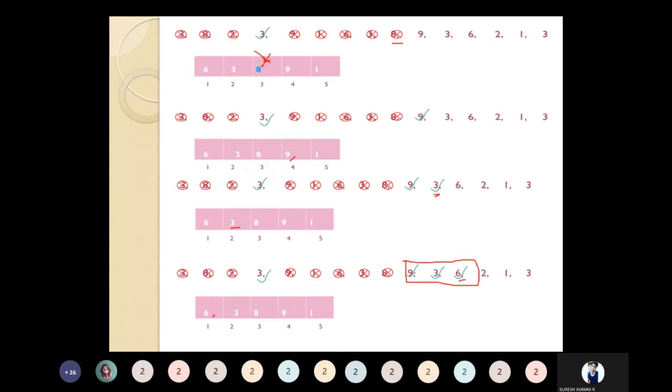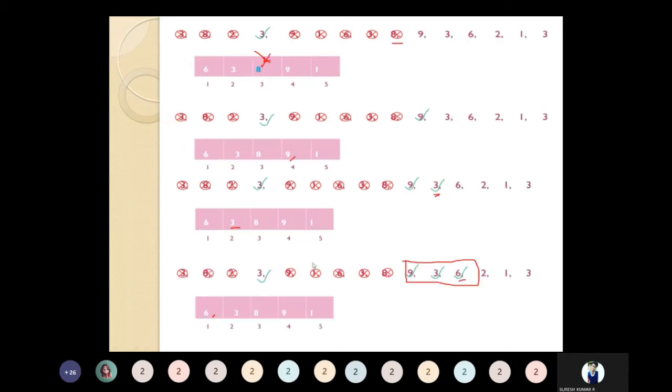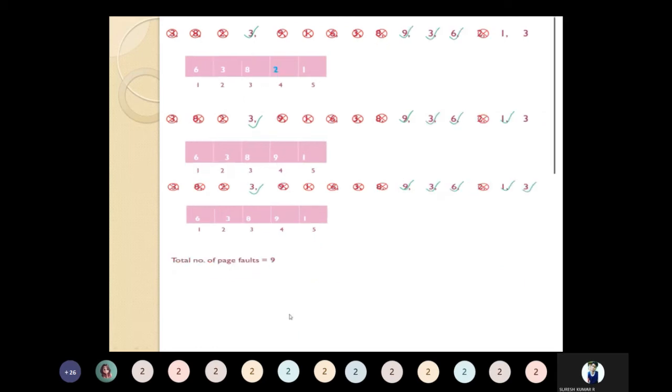Next, I look at the next one, 2. In the fourth place, 9 was initially placed, so this 9 is now replaced by 2. Next, 1. 1 is already placed in these frames. 1 is available in your main memory, so there is no need for swapping.